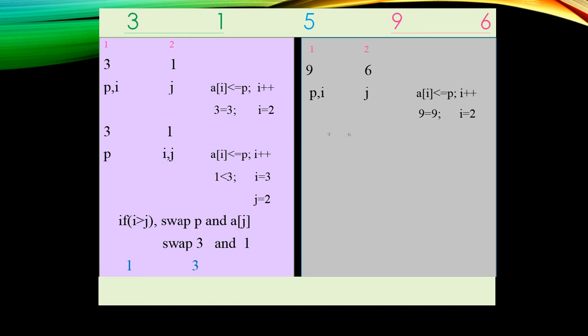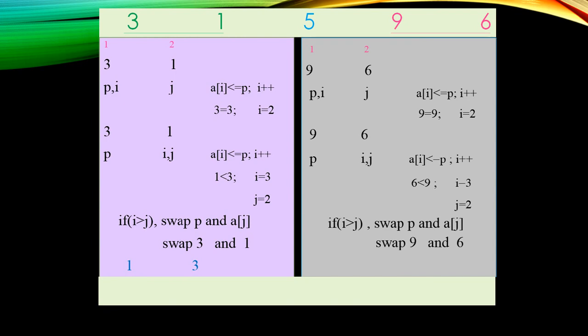We have to increment I value from first position to second position. After incrementing, again check the first rule, whether a of I is less than or equal to p. Here 6 is less than 9, the condition is true, so we have to increment the I value from its current position. After incrementation, the value of I is 3 and the value of j is 2. Here we can see I is greater than j. So according to the fourth rule, if I is greater than j, swap pivot element p and a of j. So we are swapping 9 and 6.